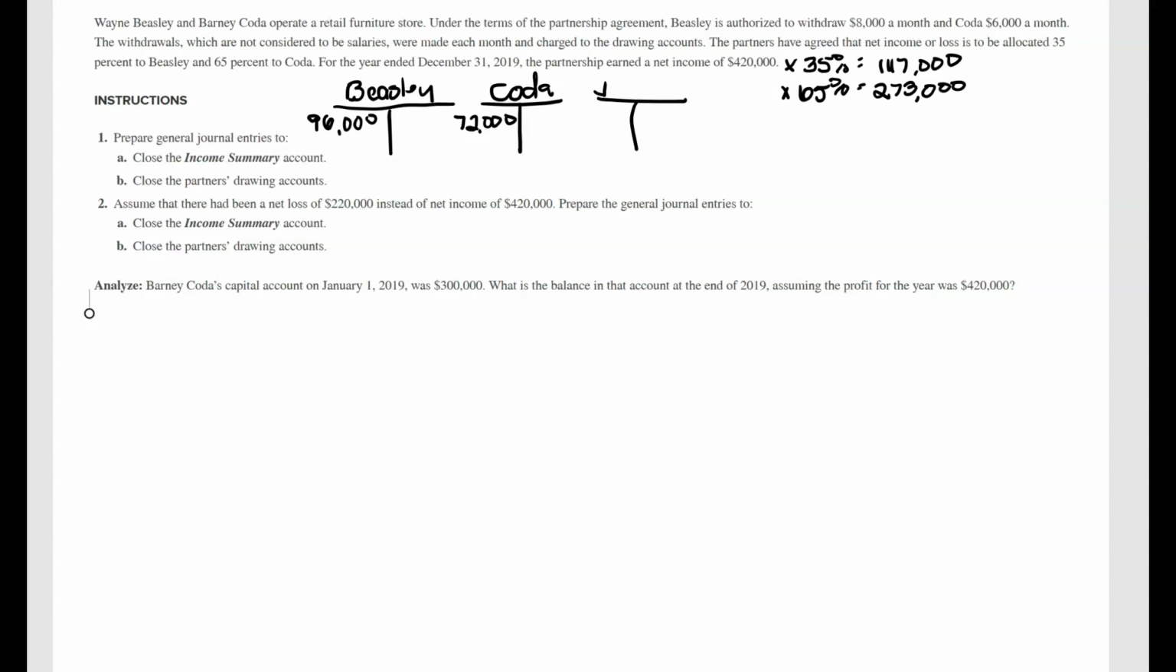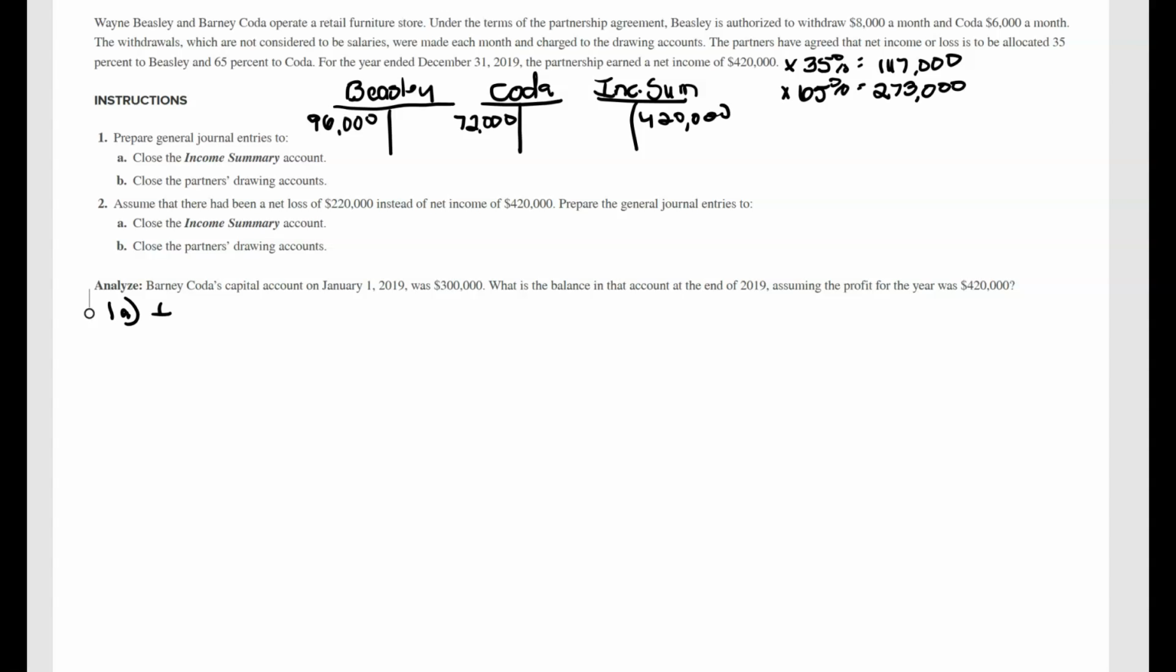So in income summary, we have $420,000. We need to close it out. It's sitting there. I'm sorry, it's a credit balance, not a debit balance. Am I able to erase this? Yes, okay. It's sitting as a credit balance, $420,000. So the journal entry, this is 1A.